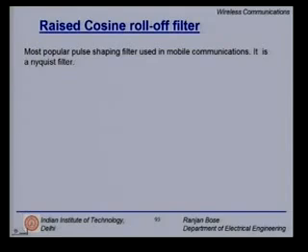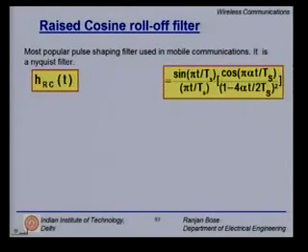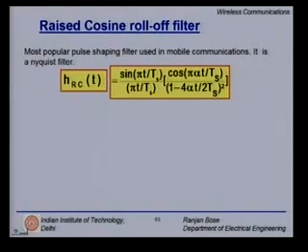Let us look at an example. One of the good examples is the raised cosine roll-off filter. It is the most popular pulse shaping filter used in mobile communications. It is a Nyquist filter. It satisfies the Nyquist condition. So, the raised cosine roll off filter is given by the following equation.